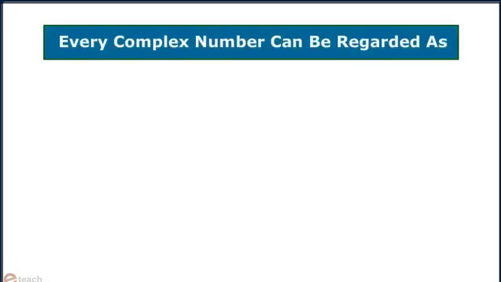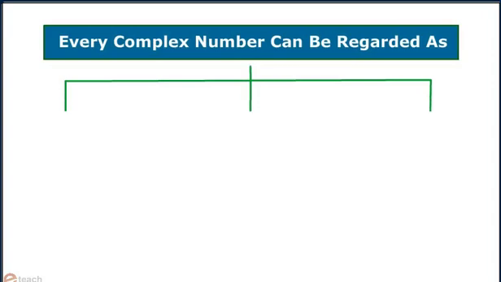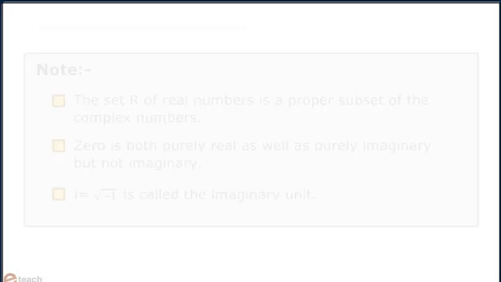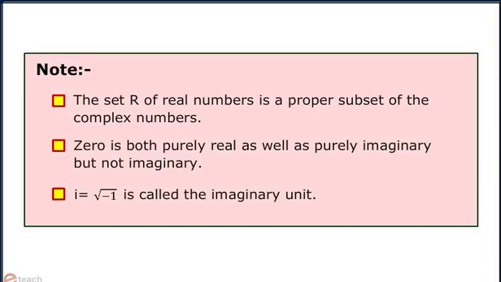Every complex number can be regarded as any of the three following types: purely real if b equals 0, purely imaginary if a equals 0, and imaginary if b is not equal to 0. Note that the set R of real numbers is a proper subset of the complex numbers. 0 is both purely real as well as purely imaginary, but not imaginary. Iota equals square root of minus 1 is called the imaginary unit.